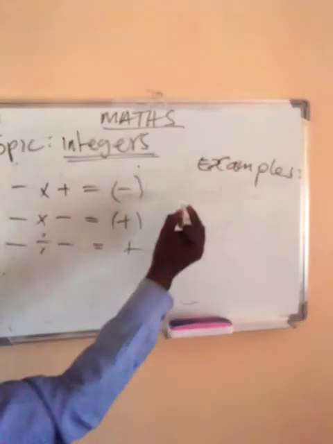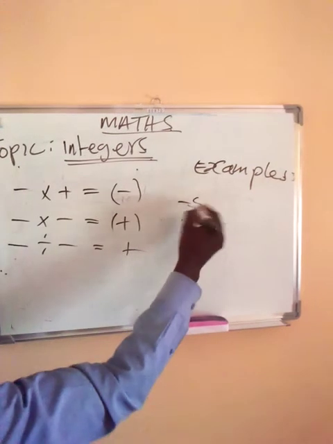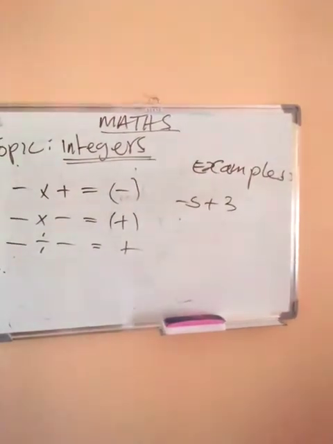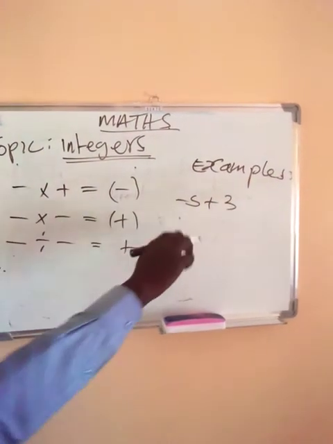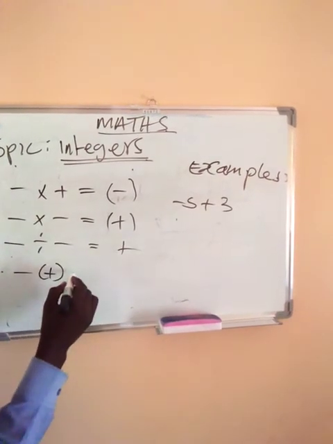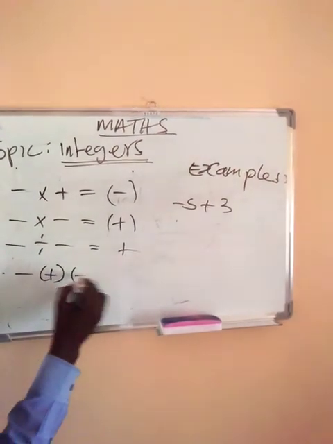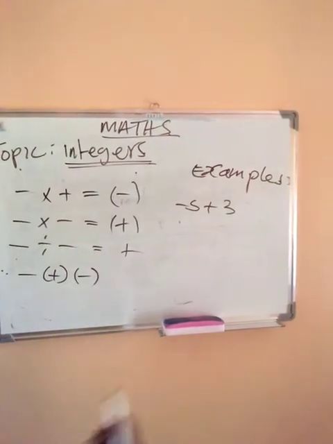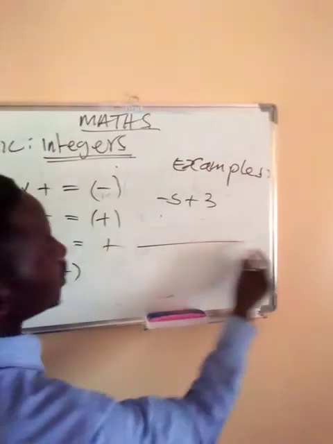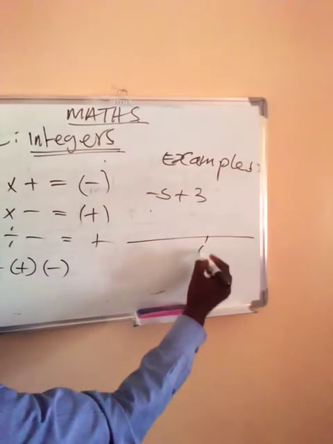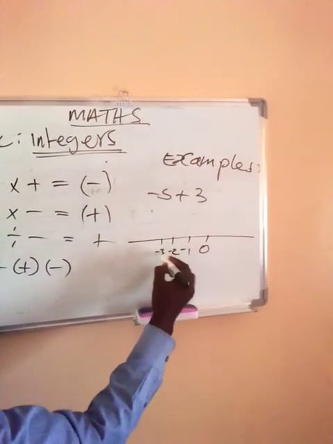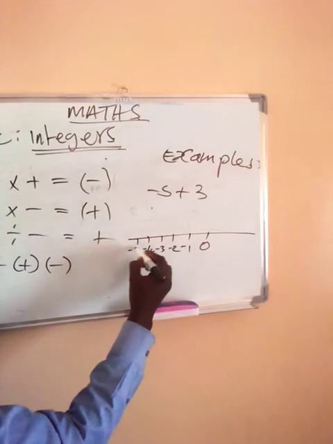If we have negative 5 plus 3, okay, this one is under addition, where you can either add or subtract. Okay, so here we look at these two numbers. We are looking at directions. Okay, and we have our 0 here, which is the starting point. We have negative 1, negative 2, negative 3, negative 4, negative 5.